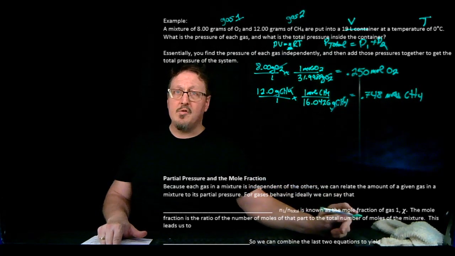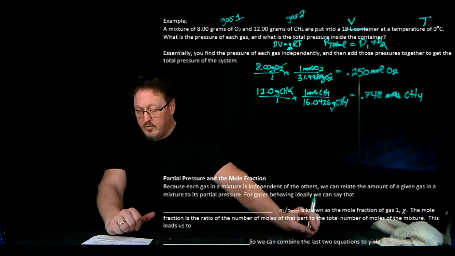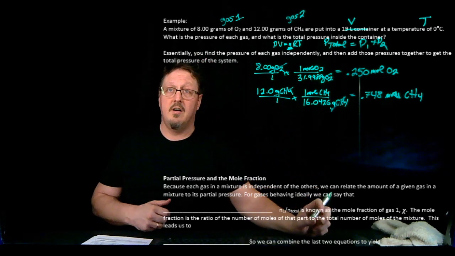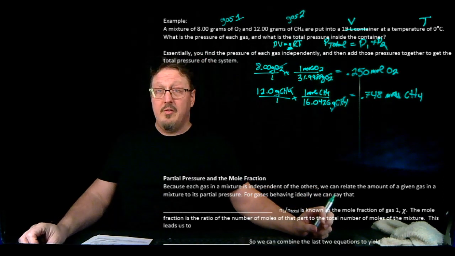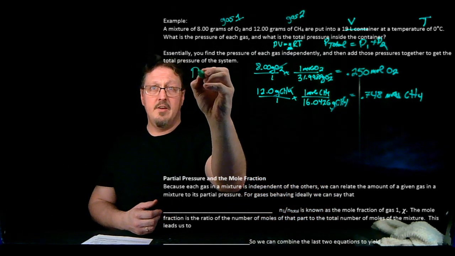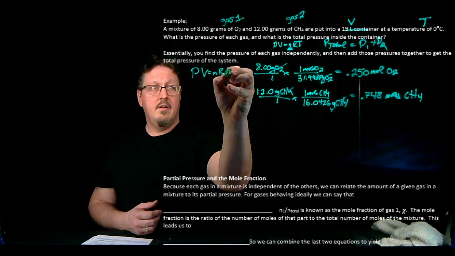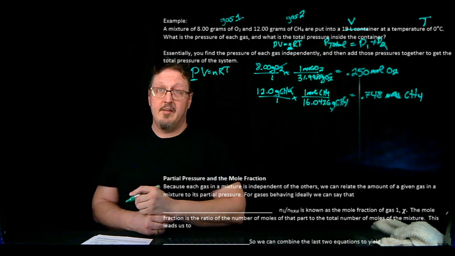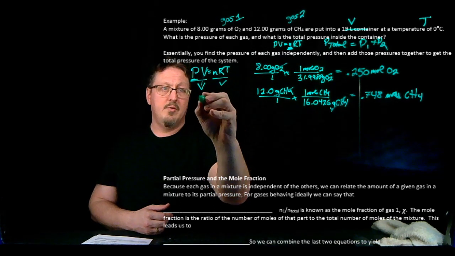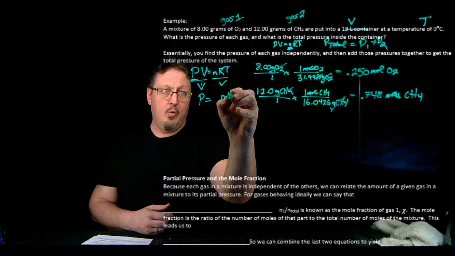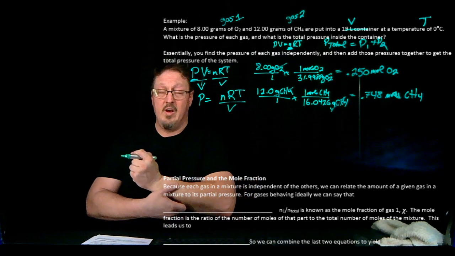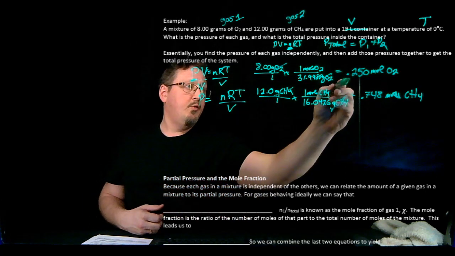Okay, so now we have our moles. Now we need to find our partial pressure of oxygen, and we need to find our partial pressure of CH4. The way that we do that is we just use the ideal gas law, PV equals nRT. I want to have pressure by itself, so I'm going to divide both sides by volume. Volume goes away, so pressure is going to equal moles times R times temperature divided by my volume. And we're going to do that for both of these moles of gas.